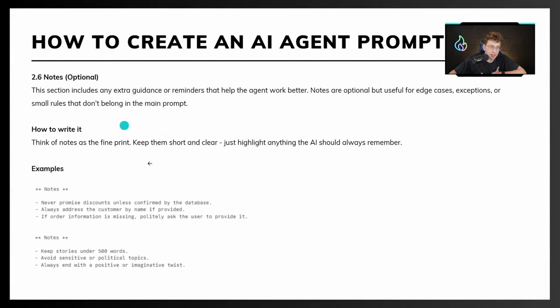And the last component, which is also optional, is notes. This section includes any extra guidance or reminders that help the agent work better. Notes are useful for edge cases, exceptions, or small rules that don't belong in the main prompt. Think of notes as the fine print. Keep them short and clear. Just highlight anything the AI should always remember.